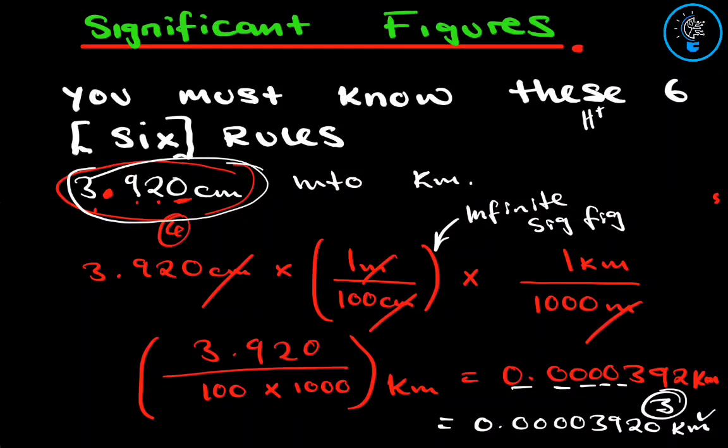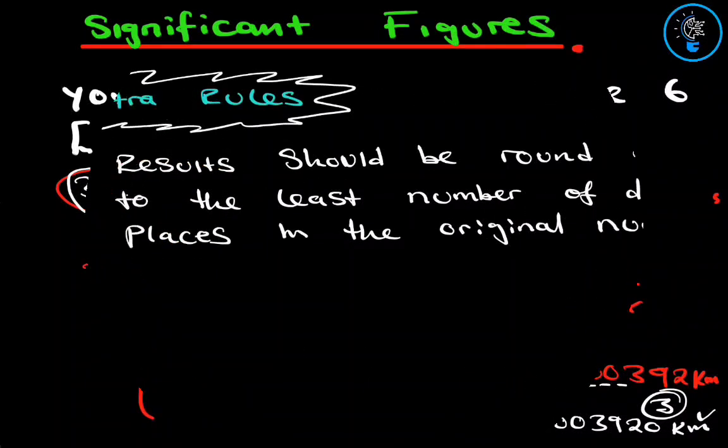So that's how we apply our last rule, which states conventional factors have unlimited significant figures. Okay, I've done a lot of talking. Let's handle some questions that you might encounter during your test and exams.